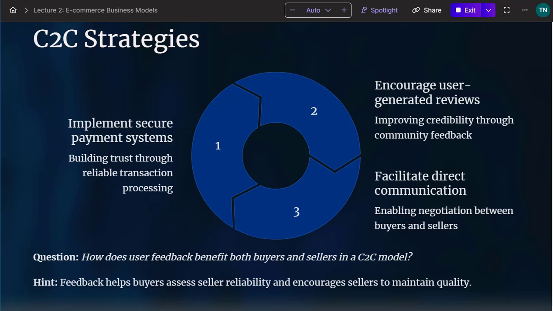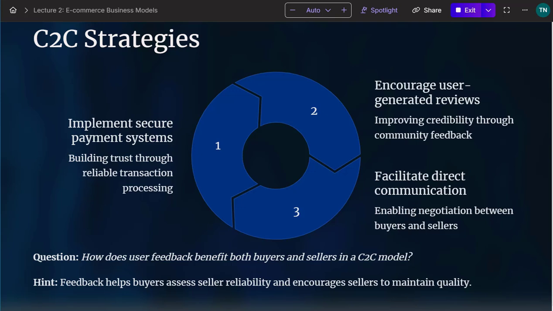Some of the C2C strategies, right? Implementing secure payment systems is crucial for building trust in a C2C marketplace. Reliable transaction processing reassures buyers and encourages them to transact with confidence. User-generated reviews provide valuable community feedback that improves credibility for both buyers and sellers.